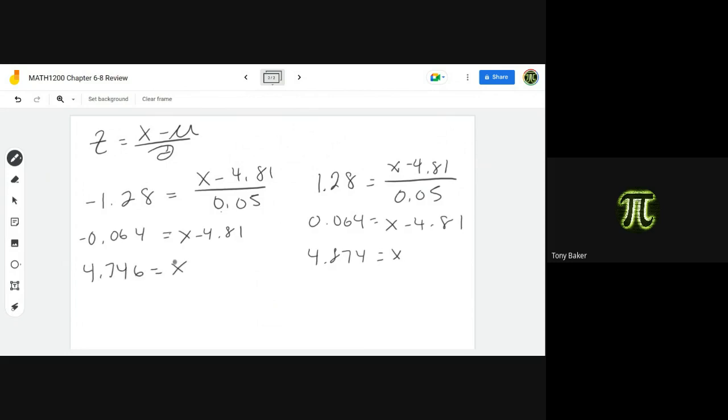And that's the answer. The answer was they wanted to know between which two values gives you the top 10% and the bottom 10%, and they want it to the nearest hundredth in this case.